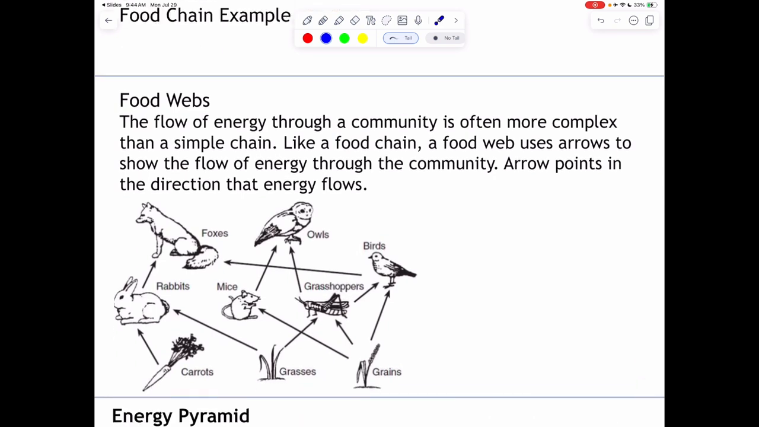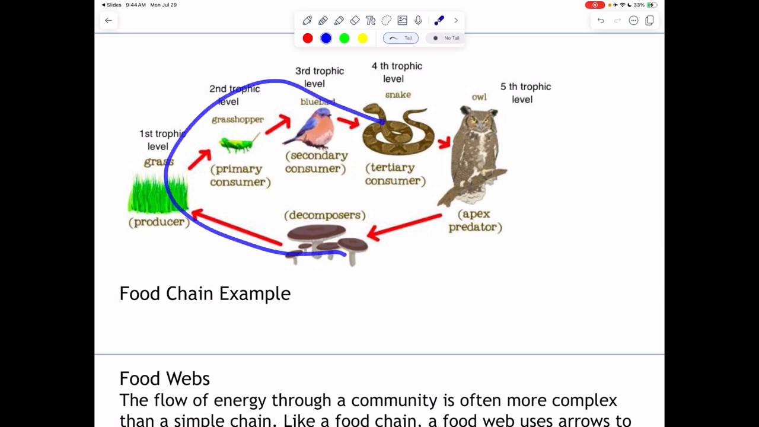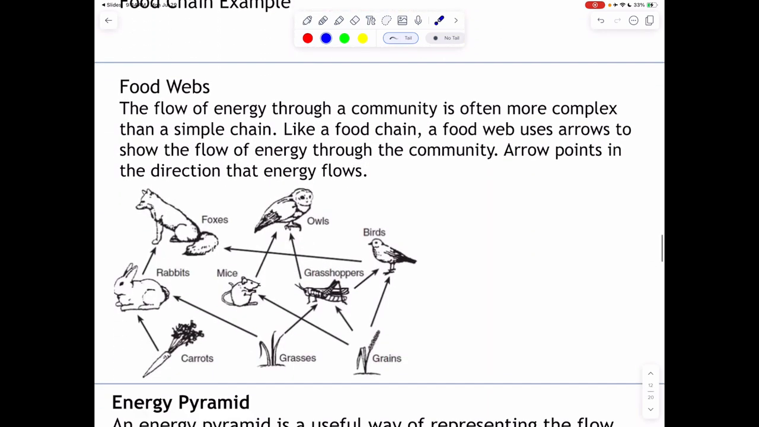Now, most importantly, we have realized that unlike the single chain above, where it moves in just one direction, most of the time we're going to see animals eating from different trophic levels. For example, if we look at our fox here, in this situation, this is our first, this is our second, he is at the third trophic level.